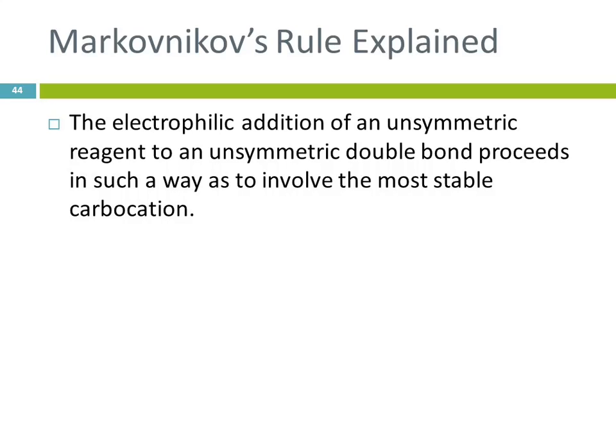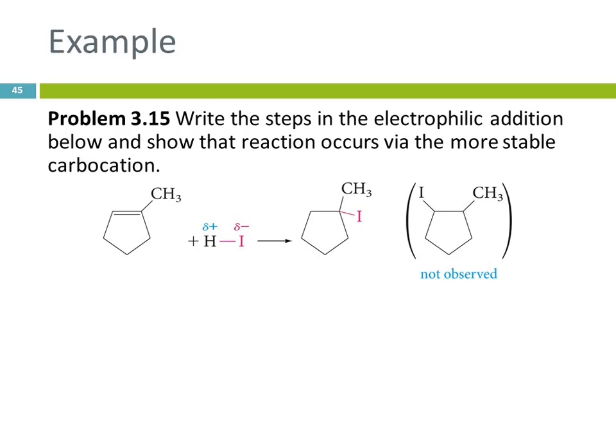So the electrophilic addition of the unsymmetric reagent to the unsymmetric double bond is going to proceed in a way as to involve the most stable carbocation. So let's look at what happens here. Asking for the steps in the electrophilic addition and showing that the reaction occurs via the more stable carbocation. So here they're actually giving us the product that's observed, and this is the product that's not observed, and we're just trying to figure out how to show what's going on there.